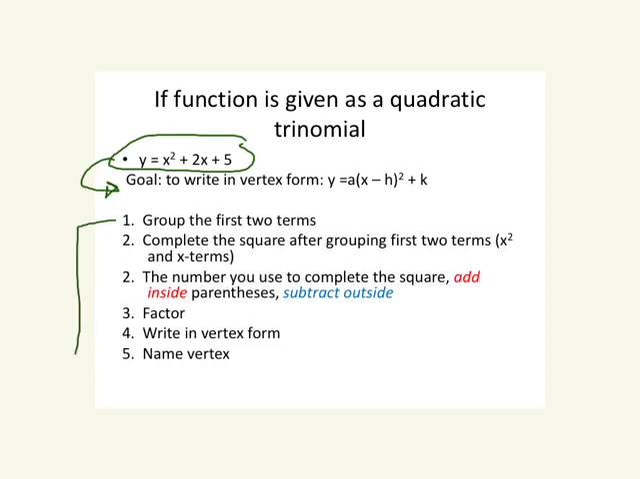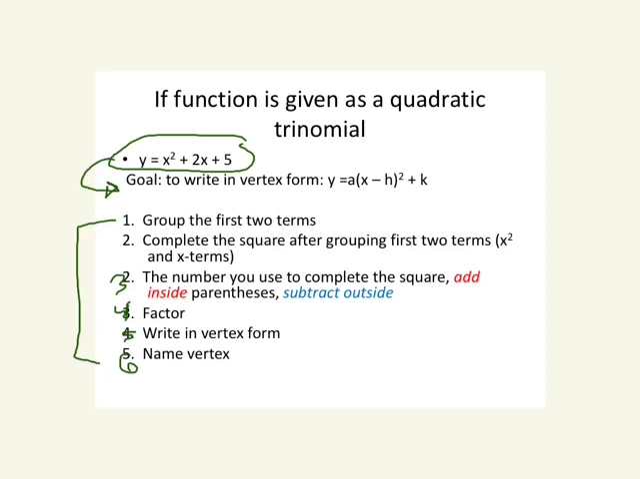Here are the steps. These would be important for your notes. Step 1, group the first two terms. Step 2, complete the square after grouping the first two terms. And that should say step 3 there, the number you use to complete the square gets added on the inside and subtracted on the outside. Then step 4 would be to factor your perfect square trinomial. Step 5 would be to write it in vertex form. And then your last step, step 6, would be to name the vertex.